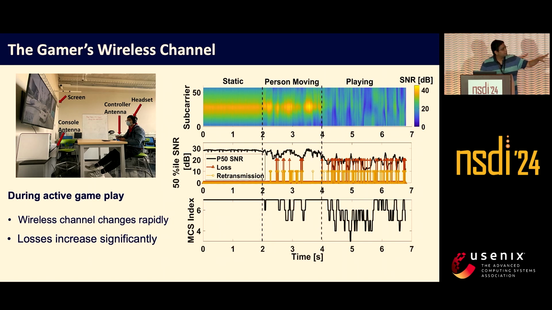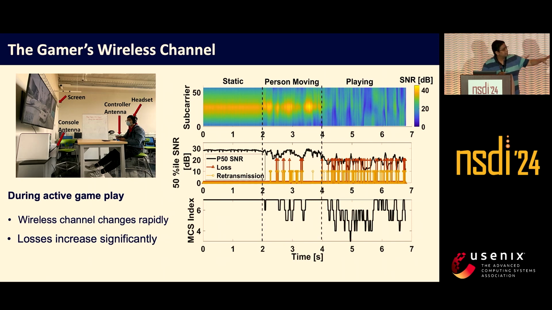Now, what I've also drawn to quantify this better is this black line in the middle graph that you're seeing, which is the 50 percentile SNR across all the subcarriers. So what you see is the same trend, which is as soon as he starts playing, you see that the SNR has gone really low. And here I'm also indicating packet retransmissions, which are indicated by yellow lines, and packet losses by red lines. So you can see everything go bad at this point, right?